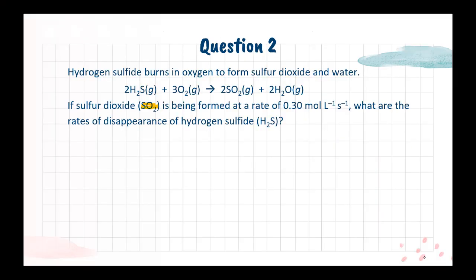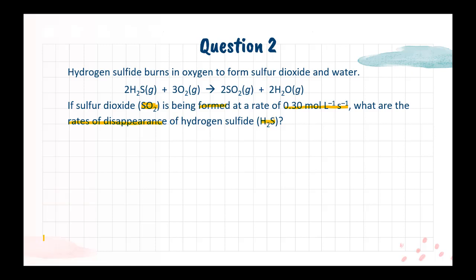So for our question number 2, hydrogen sulfide burns in oxygen to form sulfur dioxide and water. You're given a balanced equation and all the phases are in the gaseous state. Given that sulfur dioxide, SO2, is being formed at a rate of 0.30 mole per liter per second, what is the rate of disappearance of hydrogen sulfide?